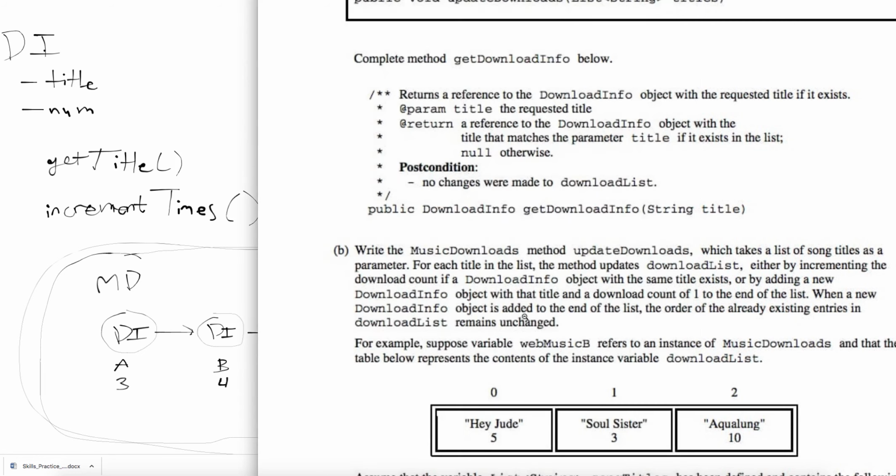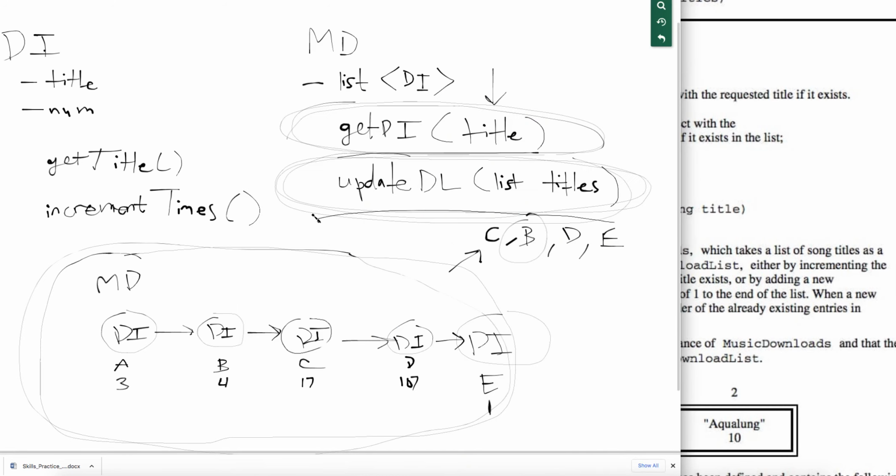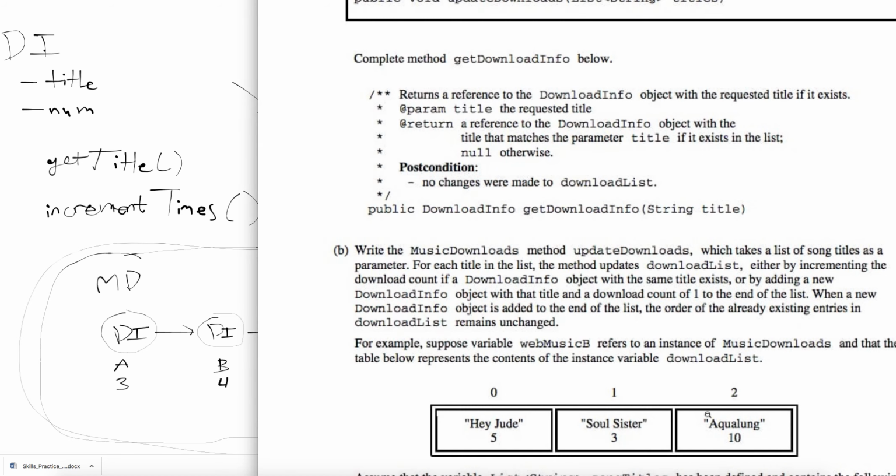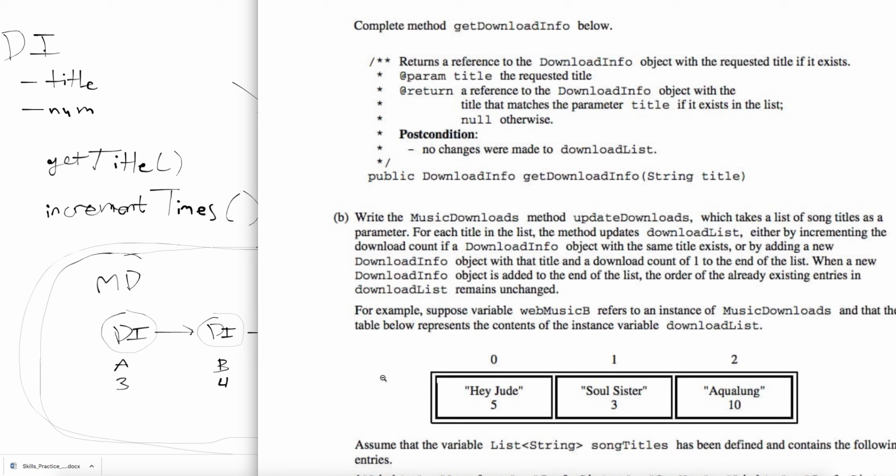Okay, and you should read this description because it usually puts some constraints, and I believe the constraint on this problem is saying that yes, define update downloads, but you must use get download info. You must use this method here in this method here, or else you won't get full credit. All right, so you want to go ahead and read the description so that you can code it the way that they want you to code it so you can receive full credit.